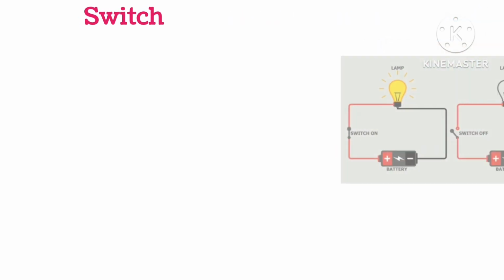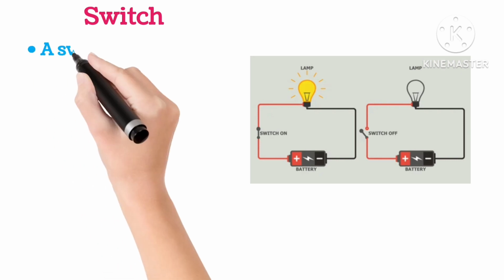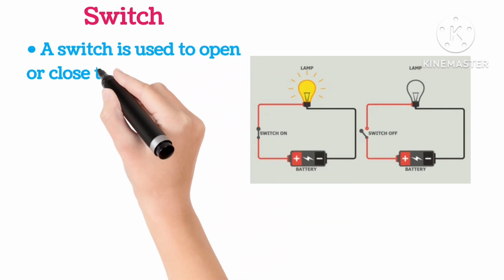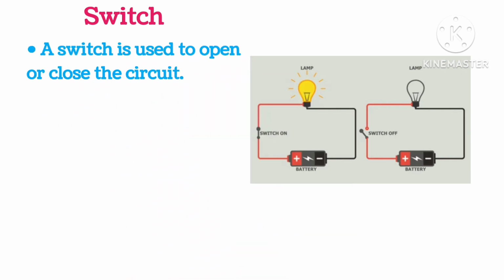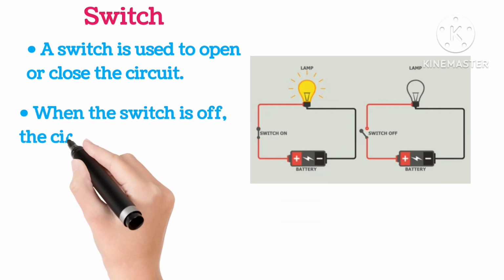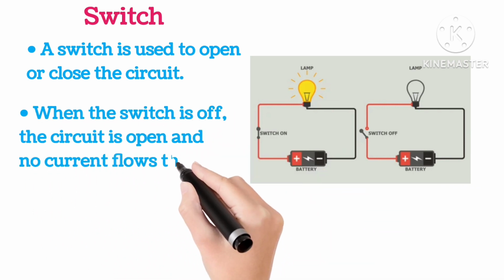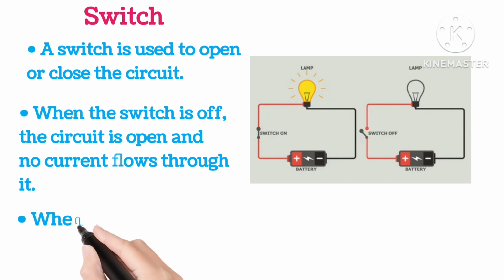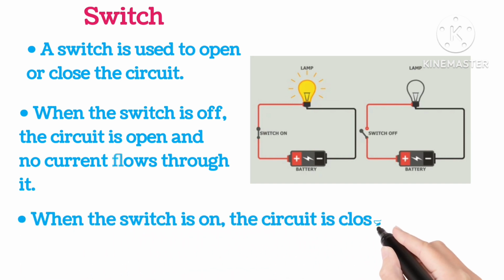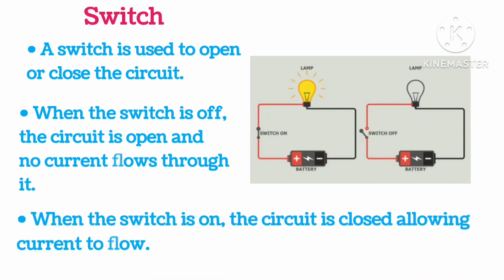Now switch. A switch is used to open and close the circuit. When the switch is off, the circuit is open and no current flows through it. When the switch is on, the circuit is closed, allowing the current to flow.